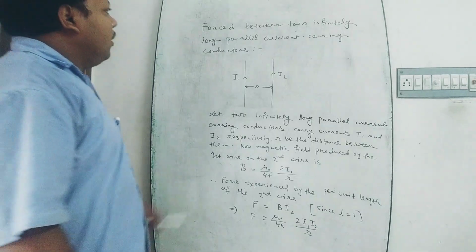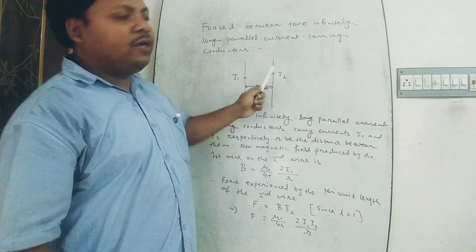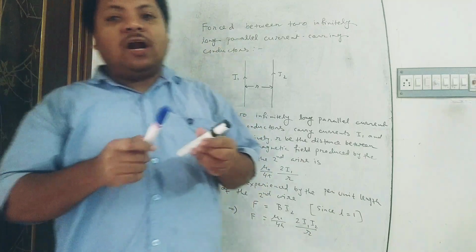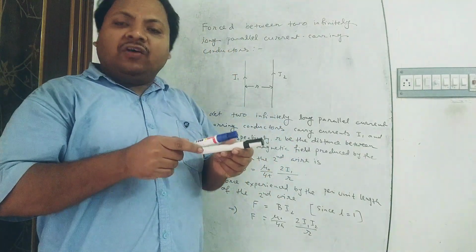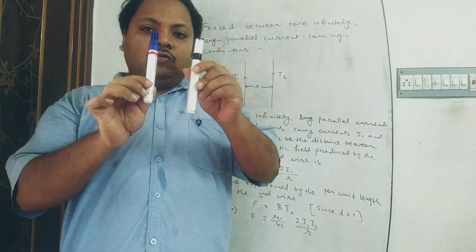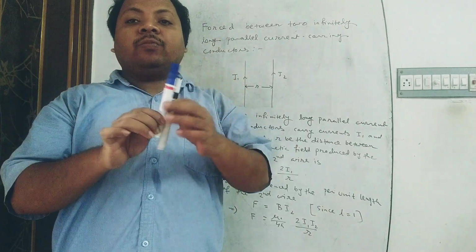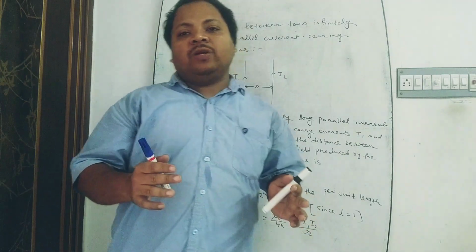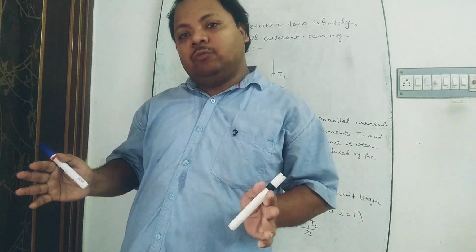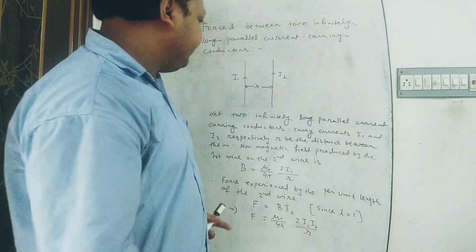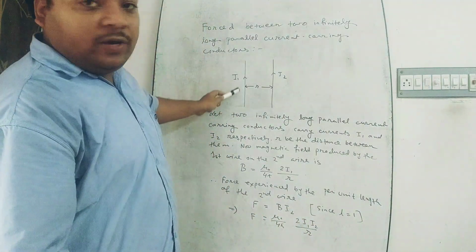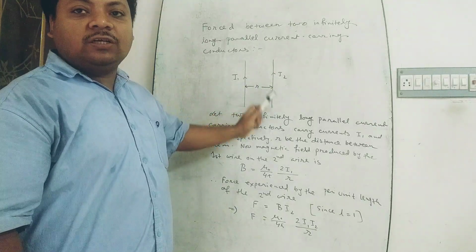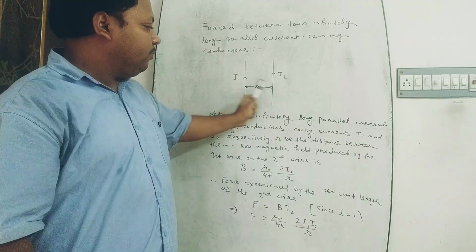Now the force between two infinitely long parallel current carrying conductors. When two infinitely long current carrying conductors are placed parallel to each other, they either attract or repel each other. Now I'm going to discuss the magnitude and nature of this force. Here the first wire carries current I1 and the second wire carries current I2. Let r be the distance between them.